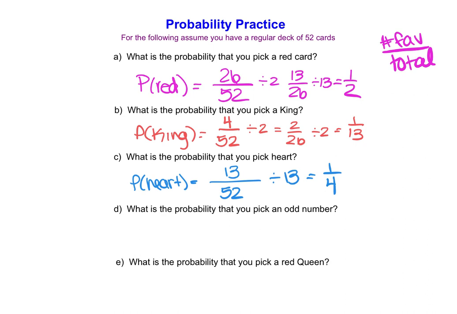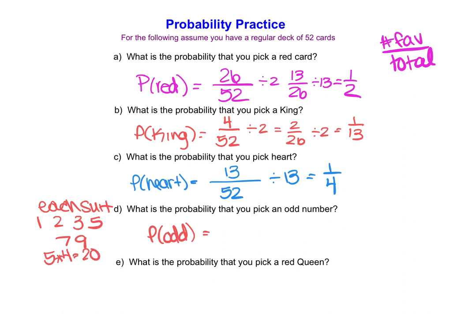This next one here is a little more difficult. It says, what is the probability that you pick an odd number? Now I kind of have to think through this one a little bit more. So I know that in each suit, there's a 1, a 3, a 5, a 7, and a 9. So each suit has 5 odd numbers. So I have 5 odd numbers times 4 total suits, which gives me 20.